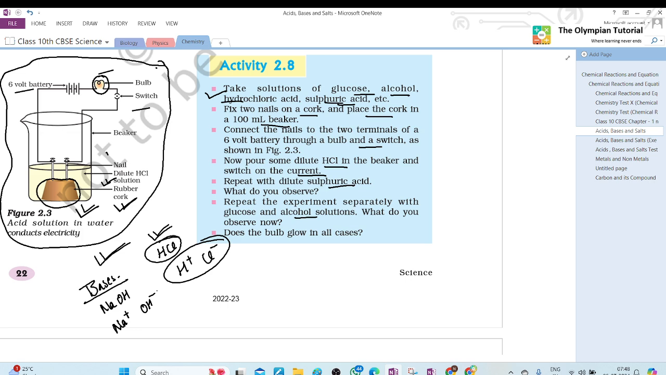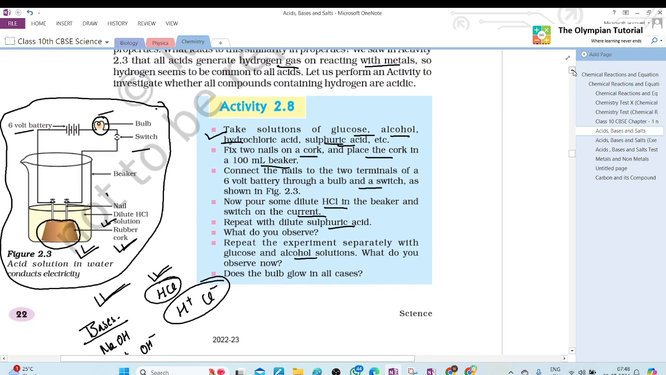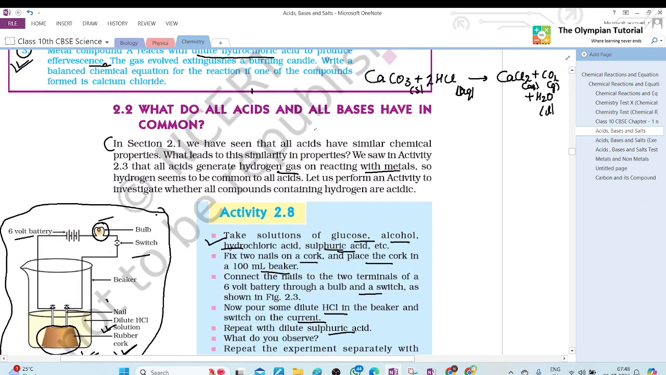Our topic was, what do all acids and all bases have in common? They have ions which conduct electricity. You have to write this in your own language as your homework.